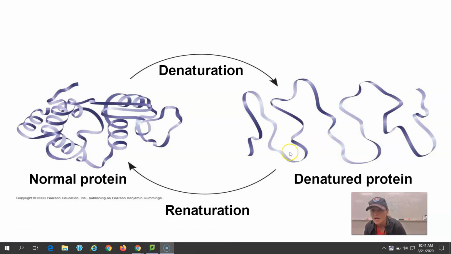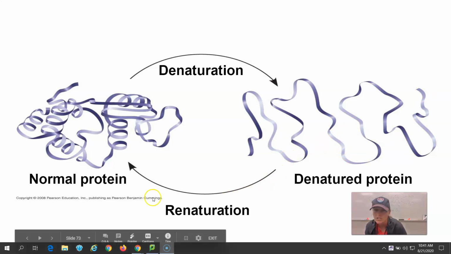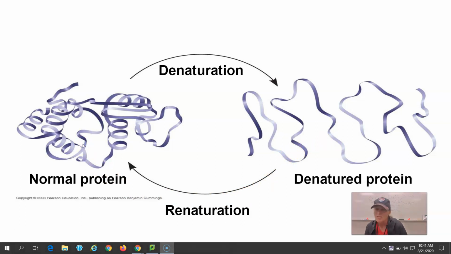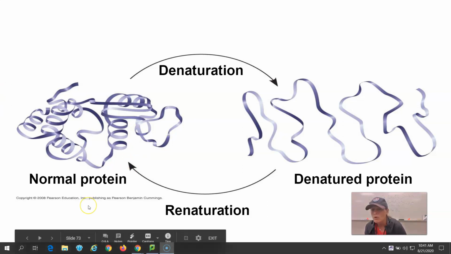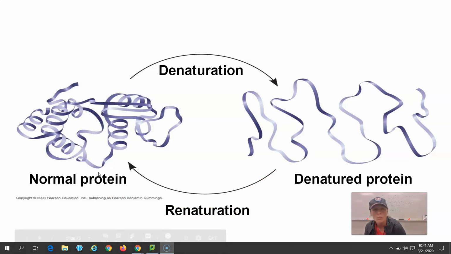But if the environment were to return to the normal conditions, those bonds might reform. It might not be the exact shape it's supposed to be, but it'll be pretty close, and it'll be able to become a normal protein again. So there is a process of denaturing, but if we return the protein to where it's supposed to be, we can often renature it sometimes as well.